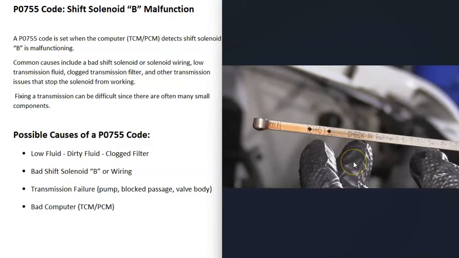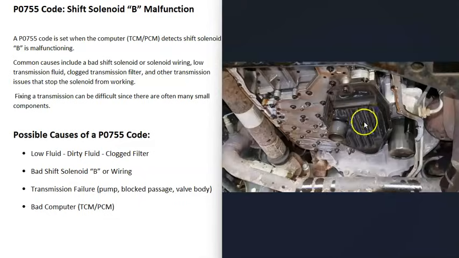Also, if you can check it, be sure it's not really super dirty or anything like this. Dirty fluid can cause issues, and it can also clog up the filter that's inside the transmission, and this can block the flow of transmission fluid. So the first thing that could cause this is some kind of issue going on with the fluid, and this would be low fluid, dirty fluid, or a clogged transmission filter.